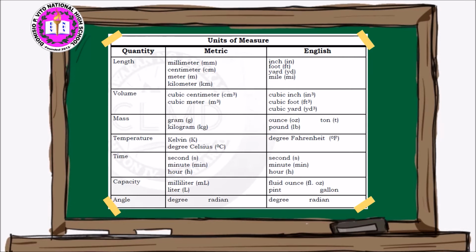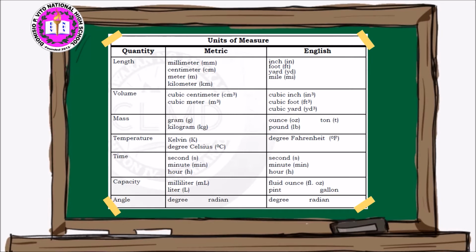So let's have first the length. In metric, the units of length are millimeter, centimeter, meter, and kilometer. For English, we have inch, foot, yard, and mile. For volume, we have the cubic centimeter and cubic meter for metric, and for English, cubic inches, cubic foot, and cubic yard. For mass, we have gram and kilogram, and for English, ounce, pound, and ton.